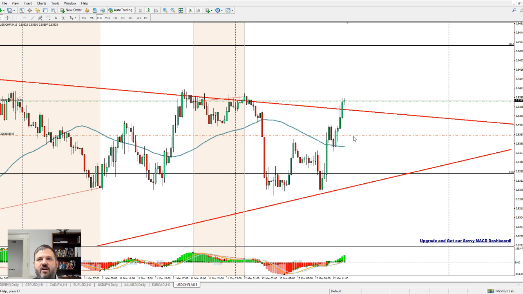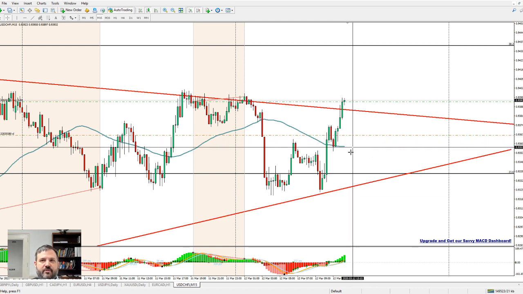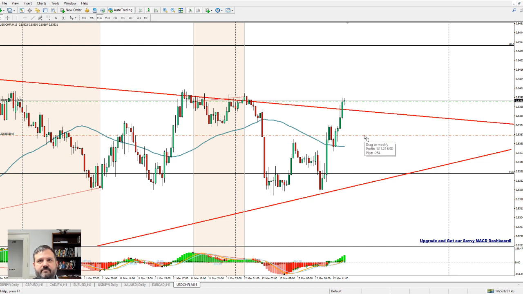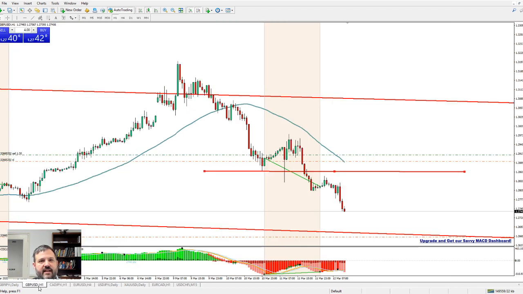Not the best stop placement in the world. I prefer to be down here, but because I'm live, I just have to go with the best trades that I can, not the normal trades I would normally take. But currently I'm up on the USD Swiss, and I'm currently up on the pound.